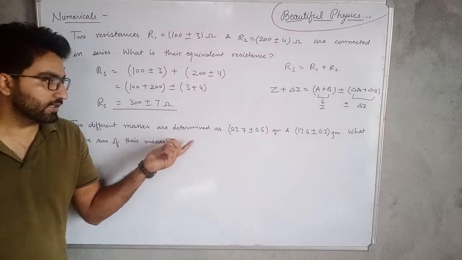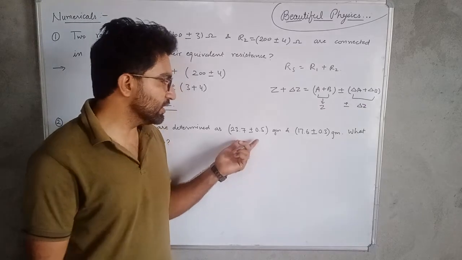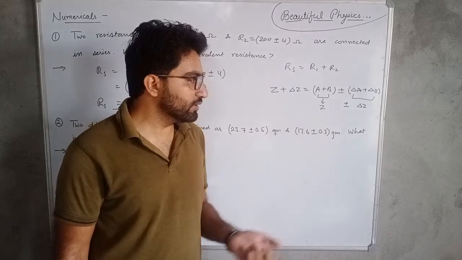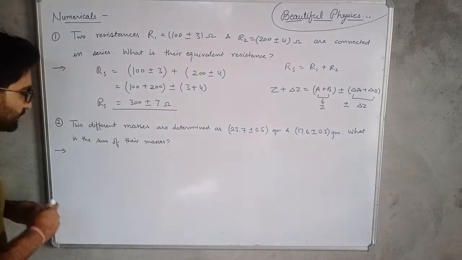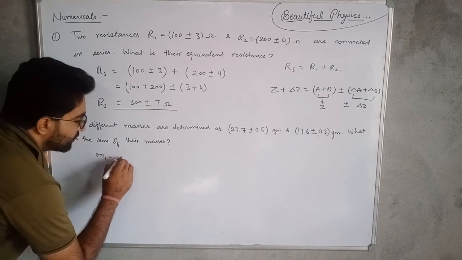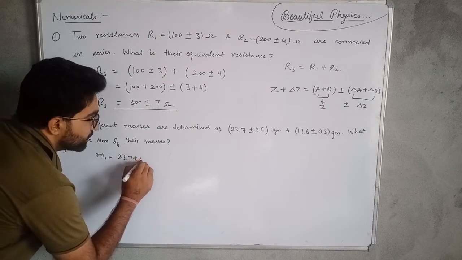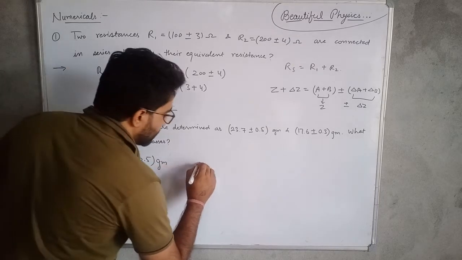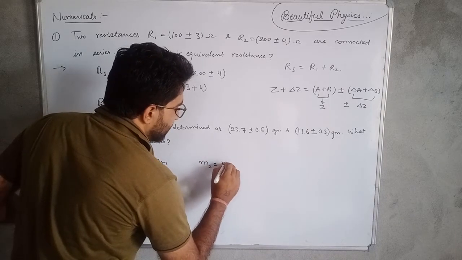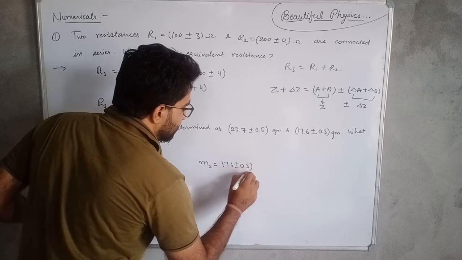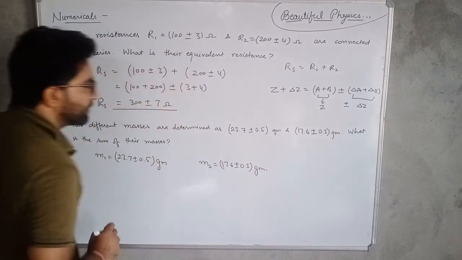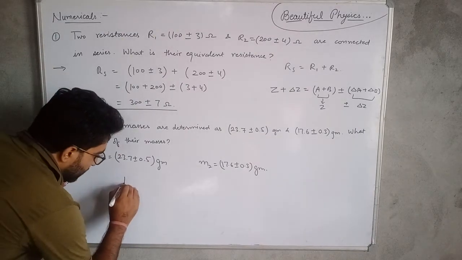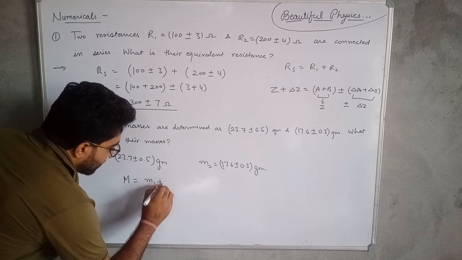Two different masses are determined as 23.7 plus minus 0.5 gram and 17.6 plus minus 0.3 gram. So let's consider M1 equals 23.7 plus minus 0.5 gram and M2, our second mass, equals 17.6 plus minus 0.3 gram. What is the sum of their masses? We have to find the equivalent mass. Let us suppose the equivalent mass is M and it equals M1 plus M2.